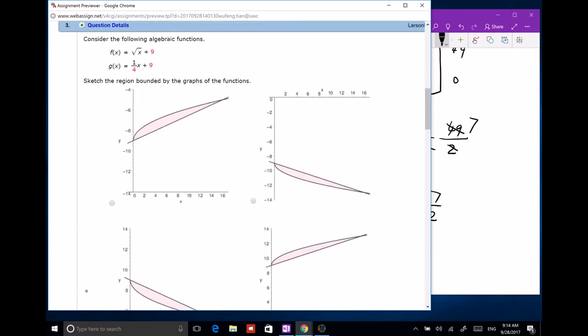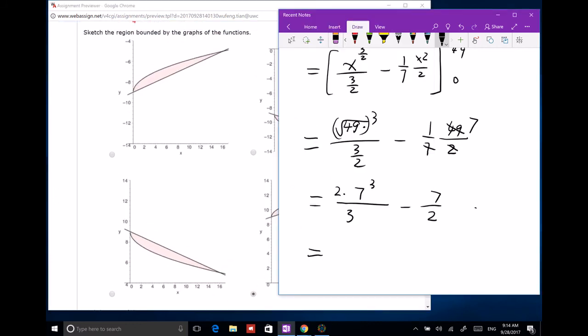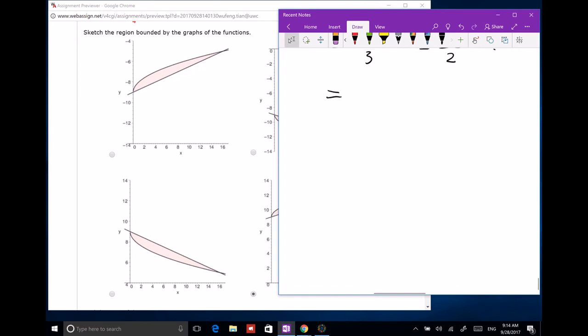And find the area of the region. Find the boundaries between these two. Find the intersection point here and subtract. It's the same way to do as this one. Does it make sense? You can do exactly the same thing as the previous example.